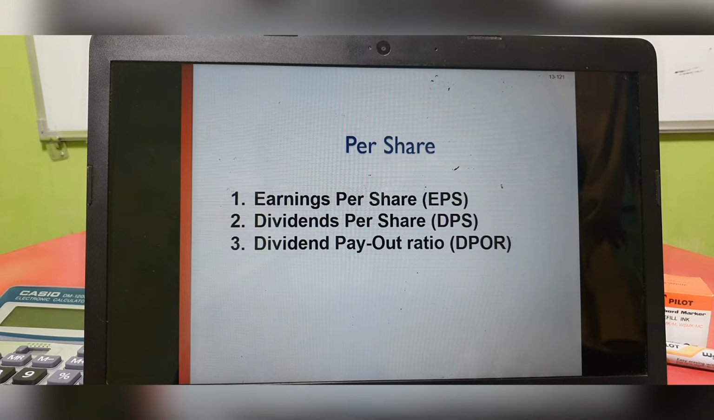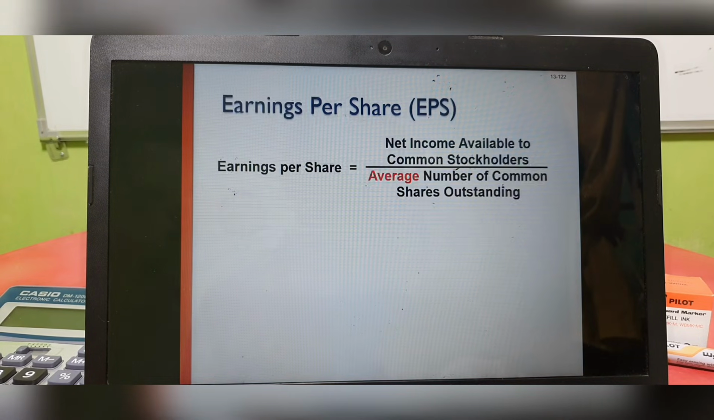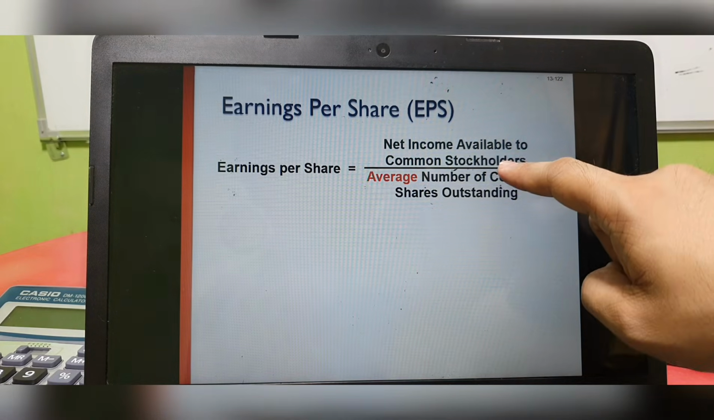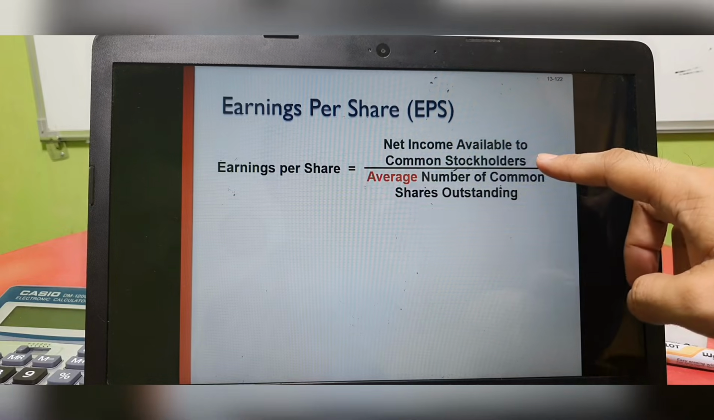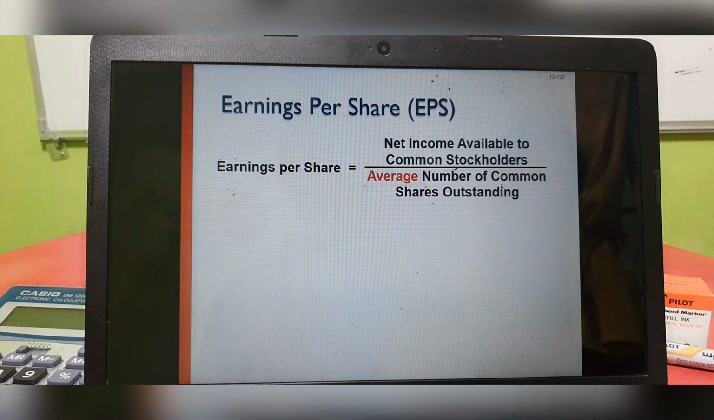Alright. Ito naman yung mga per share ng mga ratios natin. Earnings per share, dividends per share, dividend payout ratio. Pangalan pa lang, medyo may idea ka na kung anong formula. Earnings per share, we talk about the net income available to common stockholders. Again, nakadeduct na si preferred stock dividends over the average number of common shares outstanding.